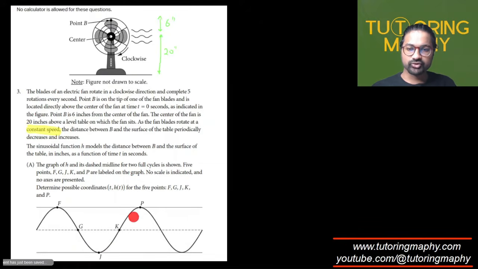So these are 2 full cycles, and this dashed line is the midline. They have not given any scale, they have not given any axis, but we have to determine the possible coordinates of f, g, j, k, and p. What are the possible coordinates?